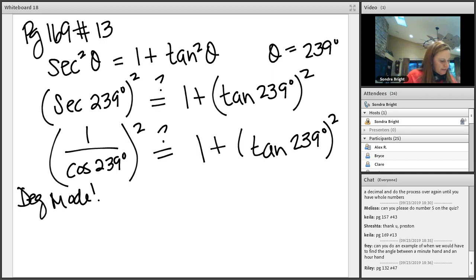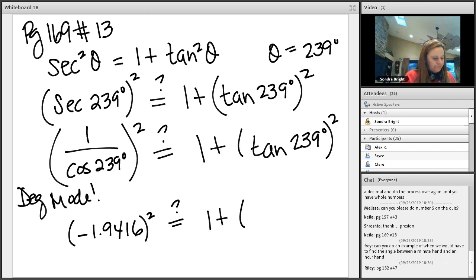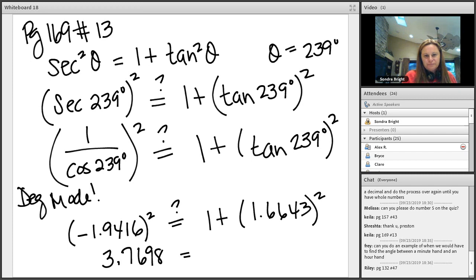Degree mode, and if the book doesn't have a typo, this should have been a negative 1.9416-ish squared, and this should be a 1.6643-ish squared, and you should have gotten that they both end up being 3.7698. Check.